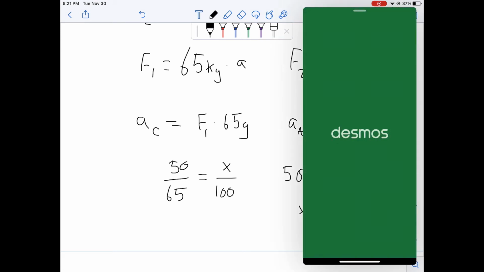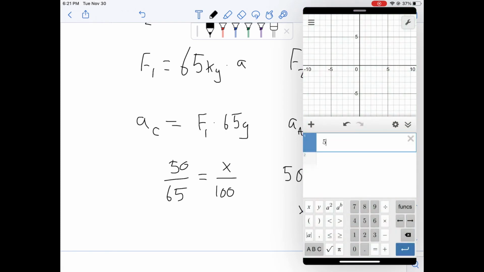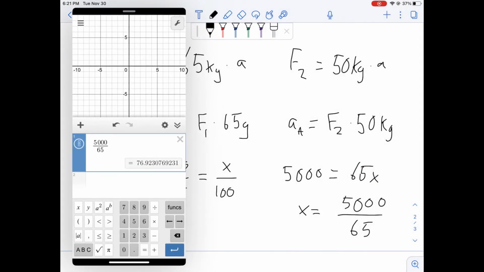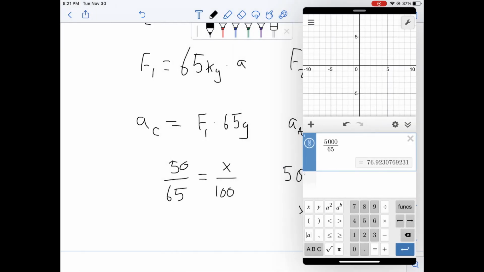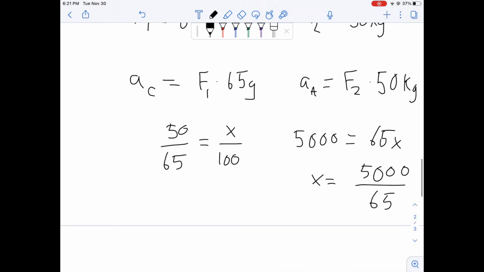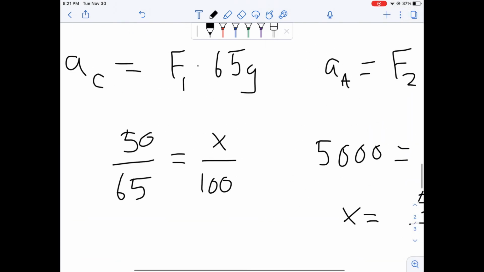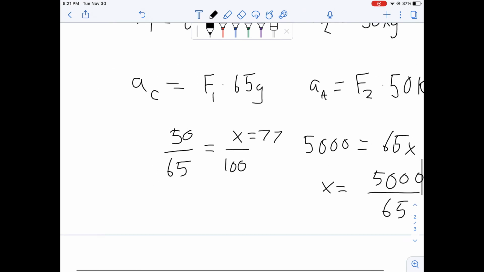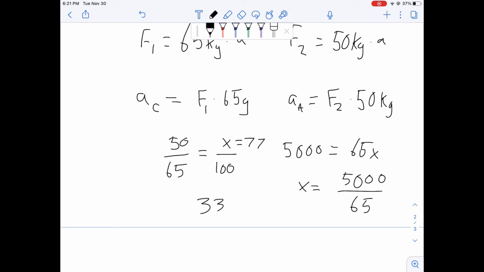So if we get out our calculator, we can see what that is. So 5,000 divided by 65 is equal to approximately 76%. So 50 is approximately 77% of 65 when rounded. So we know that x is equal to 77%, which shows that 65 is 33% greater than 50, which means that since Arya had less weight, his acceleration should be 33% greater than the acceleration of myself.